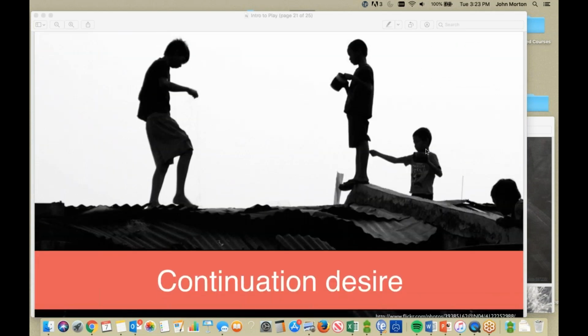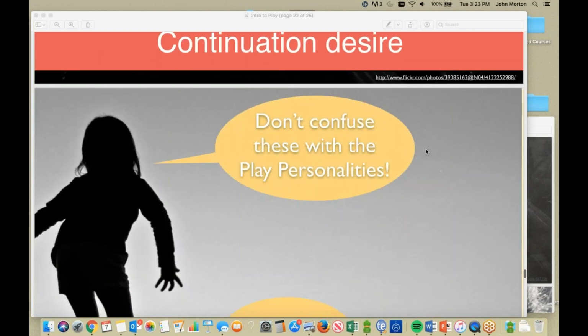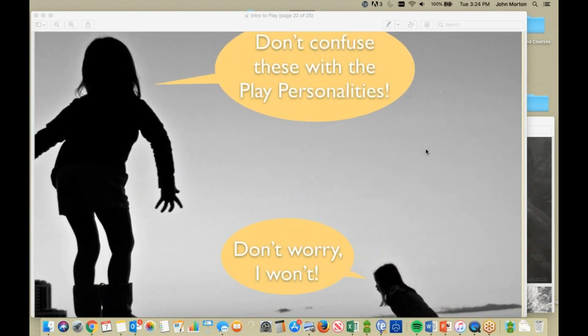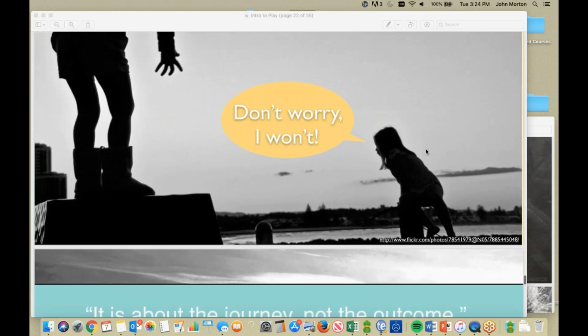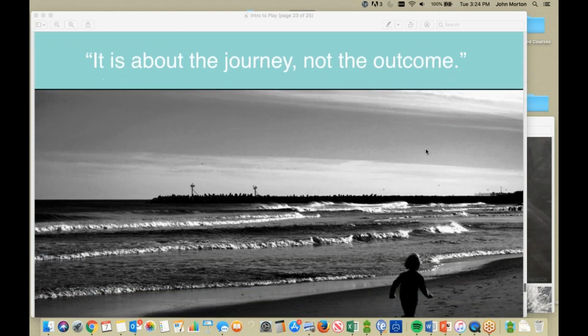And there's continuation desire. So when we start playing, we usually want to keep playing. It's usually something that keeps drawing us back in, something that we want to continue to do. So don't confuse these with play personalities. They're totally different. Absolutely separate topics. It says, remember, it's about the journey, not the outcome.